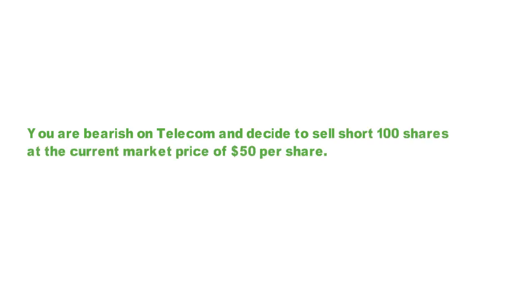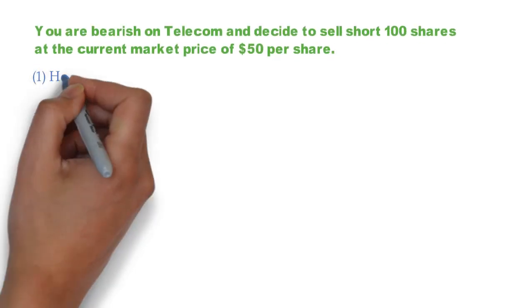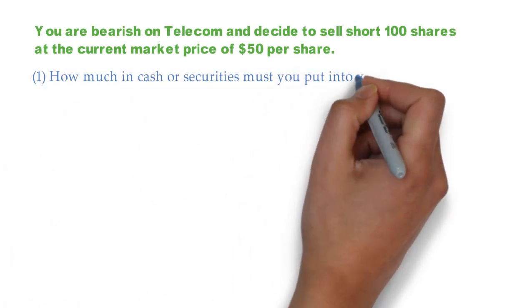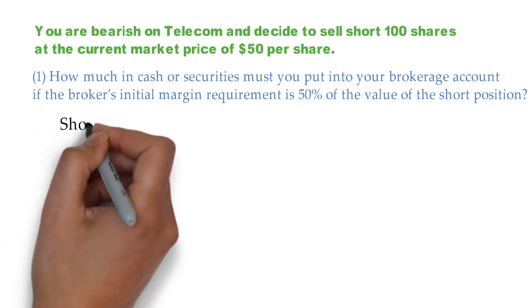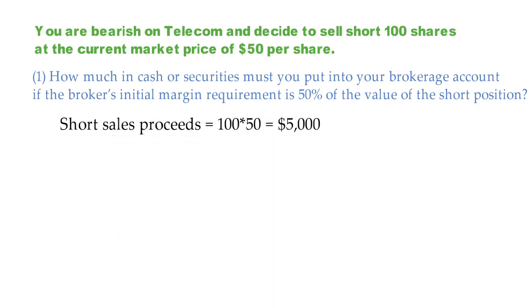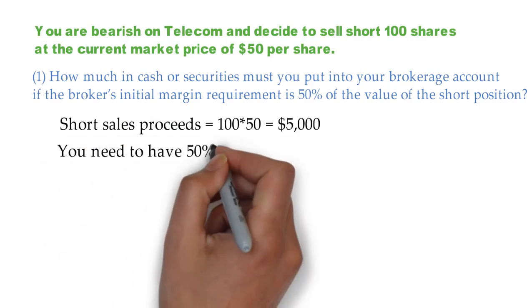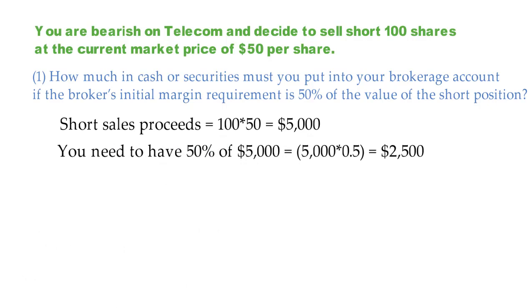You are bearish on telecom and decide to sell short 100 shares at the current market price of $50 per share. Question number 1. How much in cash or securities must you put into your brokerage account if the broker's initial margin requirement is 50% of the value of the short position? So the short sell proceeds is 100 times 50 equals 5,000. Since the broker sets an initial margin of 50%, you need to have 50% of 5,000, which is 2,500 in the account as a deposit.